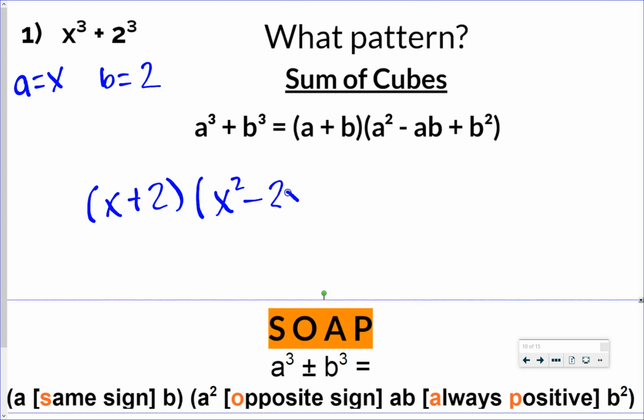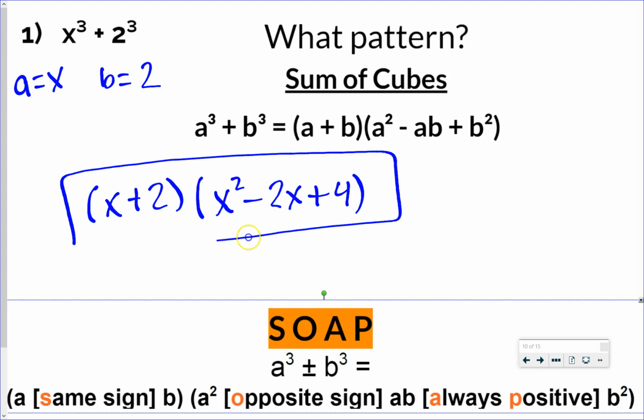2x, good. And then always positive, what is B squared? 4. Okay, so there is more to remember. We're just gonna keep practicing it over and over and over again. But that SOAP, that word, will help you. Same, opposite, always positive.